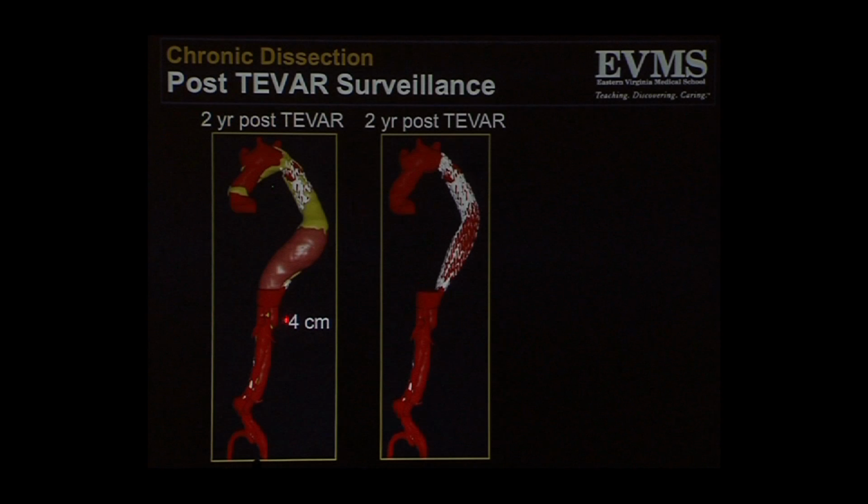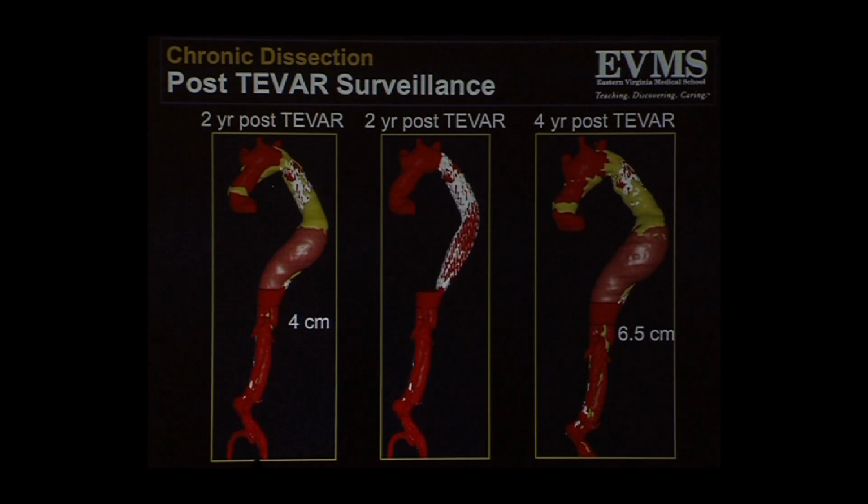But you can see that there's multiple complex reentry system in the paravisceral segment that has basically caused the persistence of some false lumen patency at this level, and actually at 4 years post-TVAR, it all went from 4 to 6.5 centimeter, so it's now time for stage 2. And very often, this is what happens in those patients. That's why surveillance is essential, because you will need, in a lot of those patients, to re-intervene further.